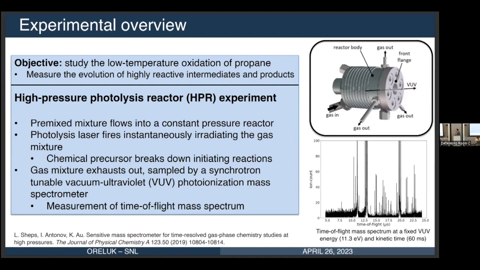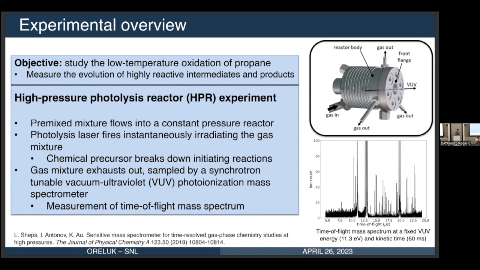The experiment we're looking at is a high pressure photolysis reactor. I'm not an experimentalist. A CAD drawing is shown on the top right, but it's a flow reactor. Premixed fuel flows into the reactor, it reacts, and it flows out into a photoionization mass spectrometer. On the bottom right, we get a snapshot of some of the data that we collect. This data was collected at a fixed energy and time. We can see all these peaks that appear in time of flight from this mass spec.